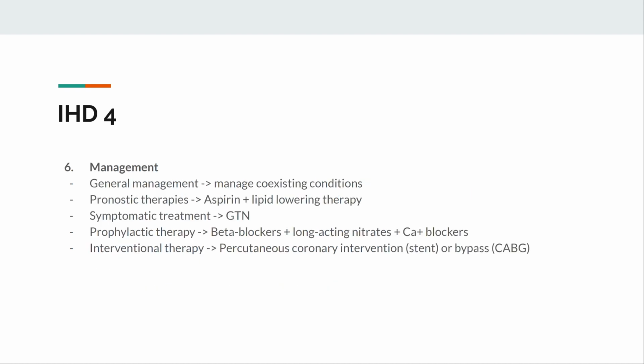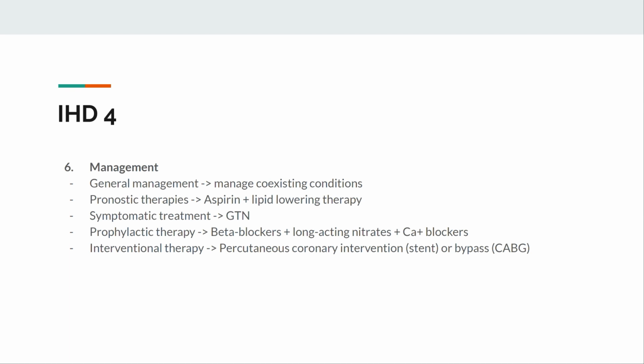In terms of management, there's really your general management. You manage the coexisting conditions that could be causing ischemic heart disease. For example, if you've got hypertension, you want to get on top of that with some medication, which we'll also talk about in a little bit. In terms of what can improve prognosis, so improve outcomes, it's your aspirin and your lipid-lowering therapies. These are going to improve the prognosis of your ischemic heart disease.